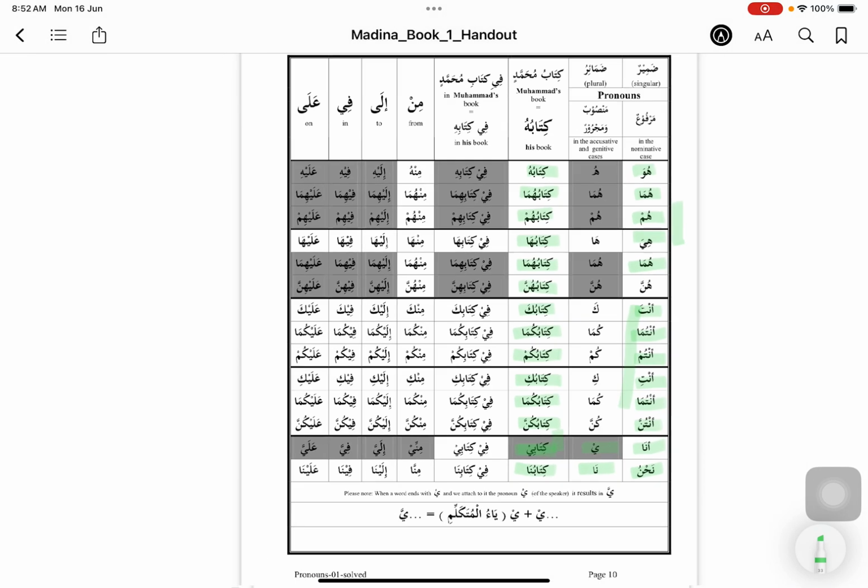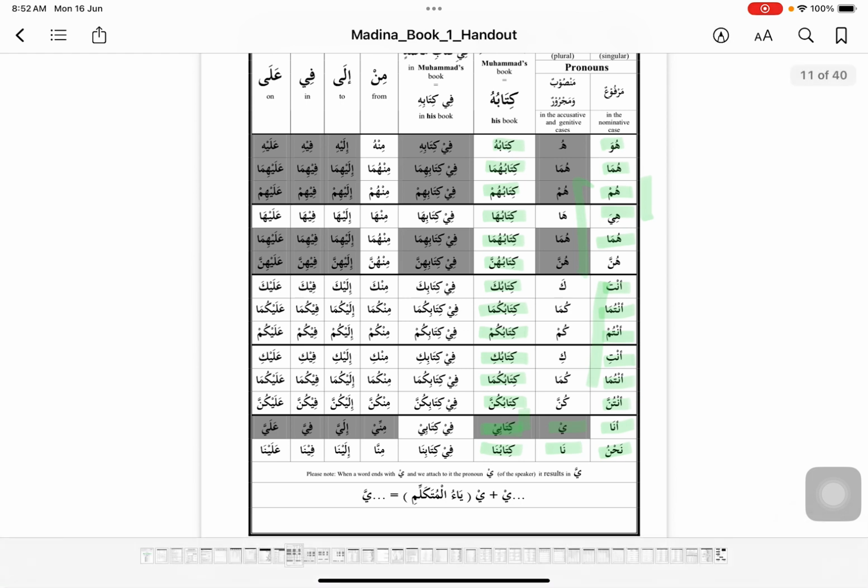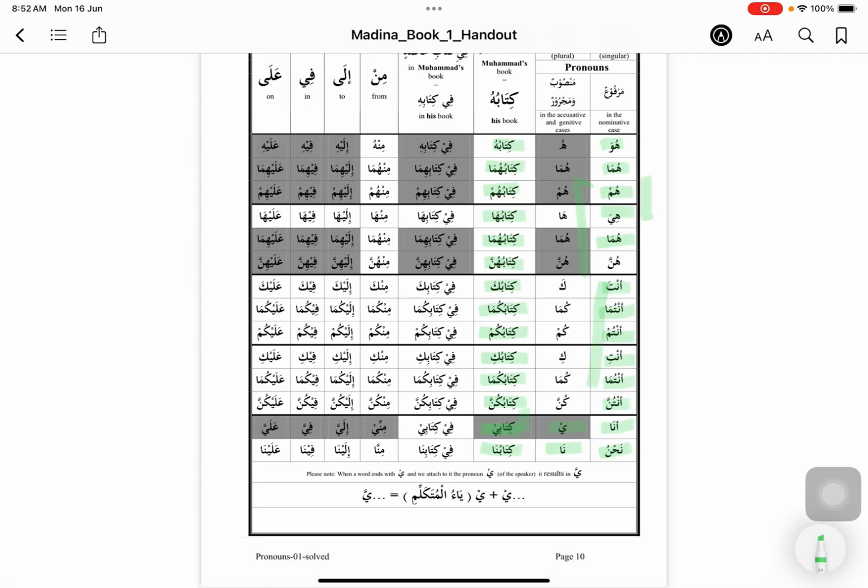Okay, if you're a little bit rusty, you can go through this entire page and practice writing these 14 forms of pronouns as they're attached with nouns as well as prepositions. As you see, min, ila, fi, ala. So it's attached to these 14 forms, these prepositions, and they give you a very good refresher and practice.